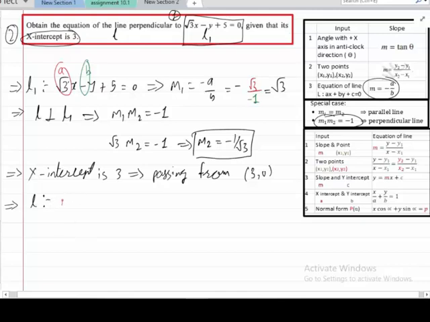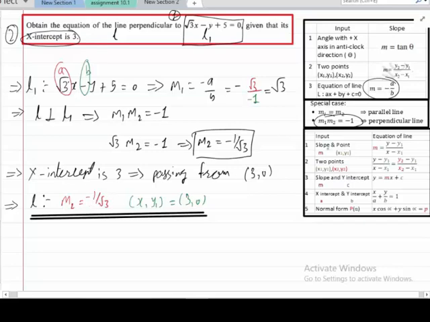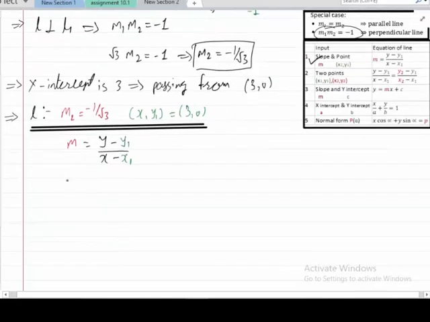Line L has slope of minus 1 by root 3 and it is passing through (3, 0), right? Finally, we get our double underlined data, which suggests that we should use the first form of equation of line, which is m is equal to (y minus y1) upon (x minus x1). Let's put the data. M is minus 1 upon root 3, y1 is 0, x1 is 3.